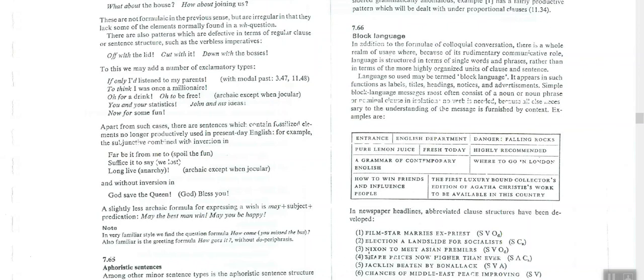Number 2, election, a landslide for socialists. Here we have subject and subject complement. So here we don't have a verb. Nixon to meet Asian primaries. Here we have SVO: Nixon to meet. It is to meet, is going to meet, for example. You see? Share prices now higher than ever. Subject, adverb, complement. We don't have a verb. Etcetera. Changes of Middle East peace improving.